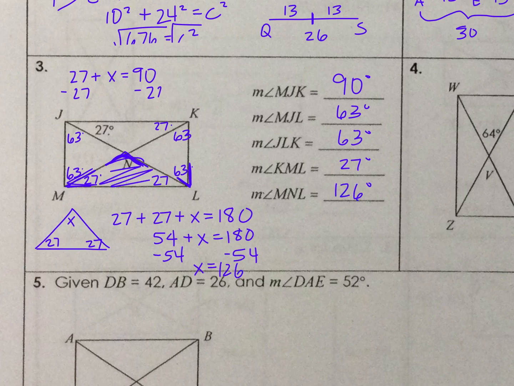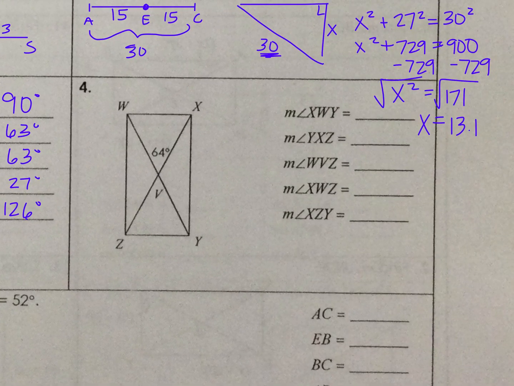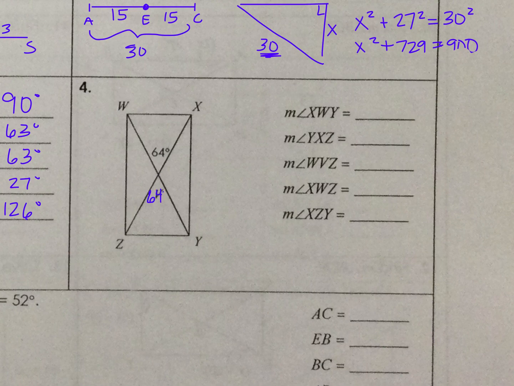All right, we're going to do this last one on this, number 4. Before we even start doing stuff, let's go ahead and mark the one thing we know for sure. We know that vertical angles are congruent, so we know that that's 64. XWY. So I'm looking for this. Okay, we learned that these are the same, which makes that an isosceles triangle. Let's pull the triangle out.